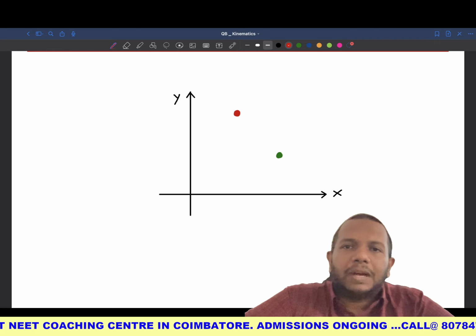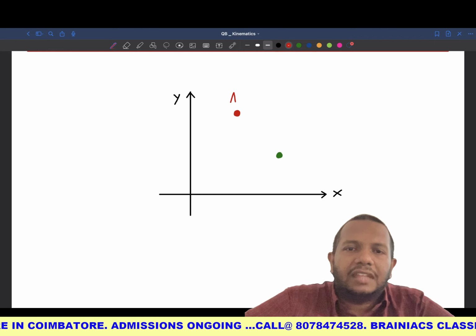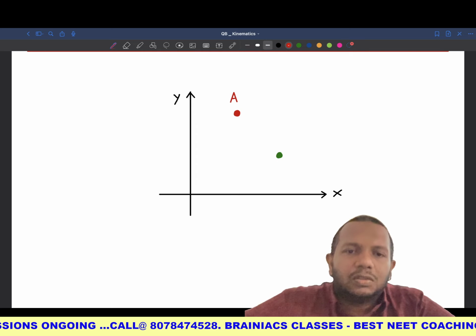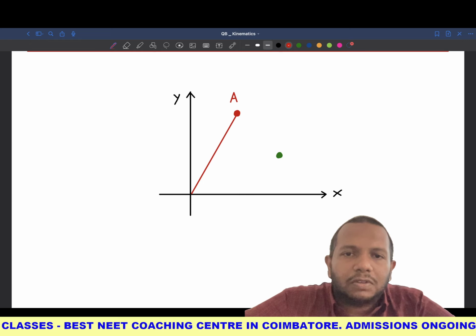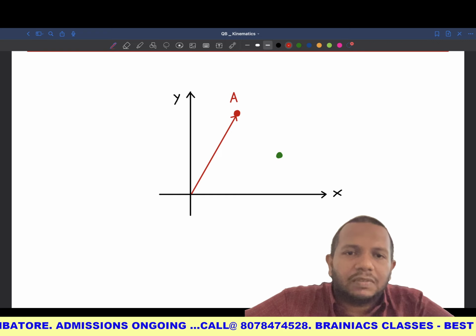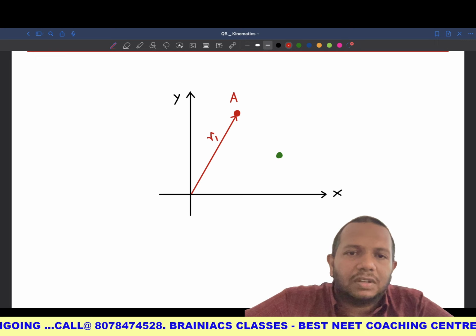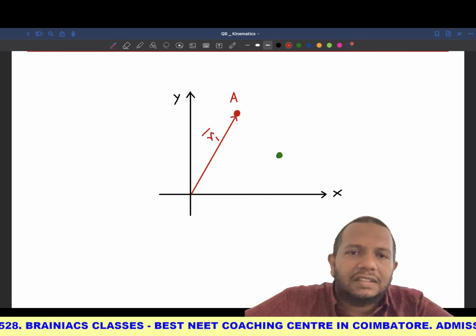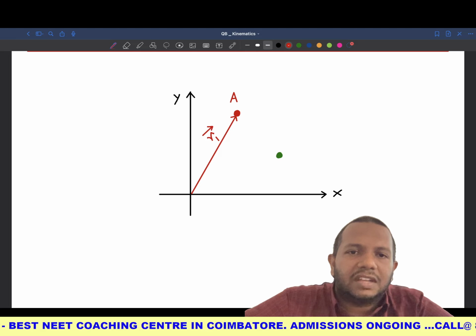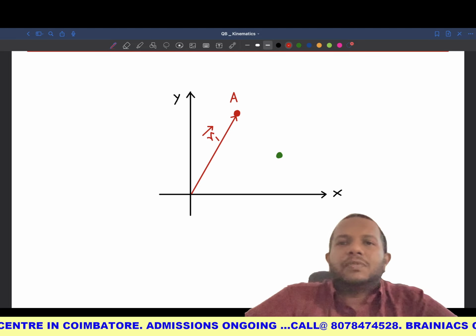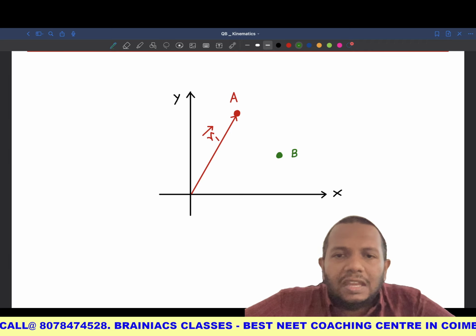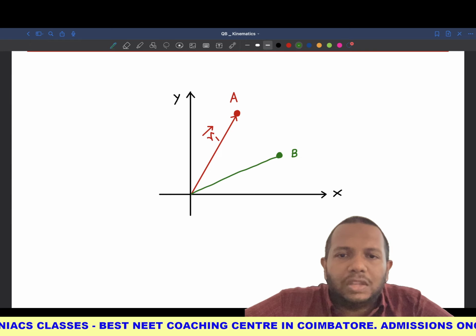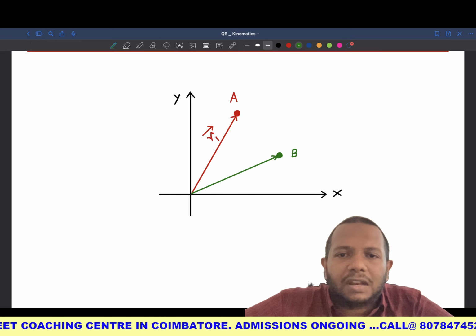Here for the particle A, I will put it here. This is my particle A. From the origin we draw its position vector. This position vector is represented by R1. It is given in the question, so there is no doubt I am representing it like this. This understanding is very important in this question. And for the other one, the particle B, its position vector is given by R2 in the question. So let me draw that and mark it as R2.